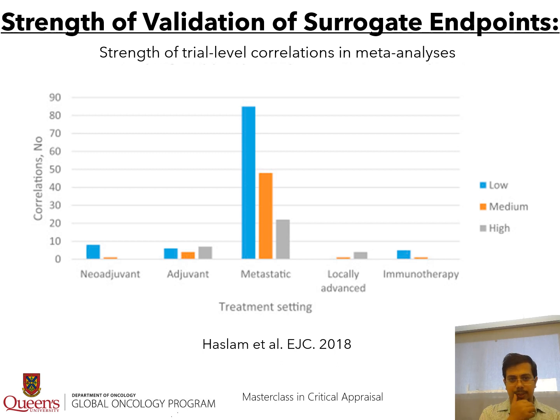In 2018, this paper was published that looked at the strength of validation of surrogate endpoints across different tumor types and across different settings: neoadjuvant, adjuvant, and metastatic settings. And they found that in the majority of cases, the correlation between the surrogate endpoint and overall survival was low. There were only a few cases where the correlation was high.